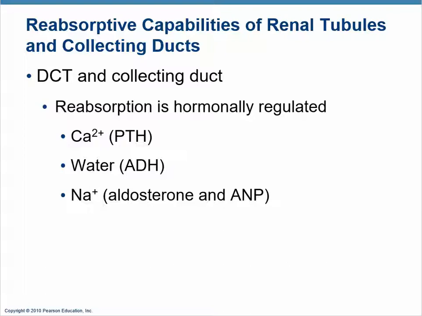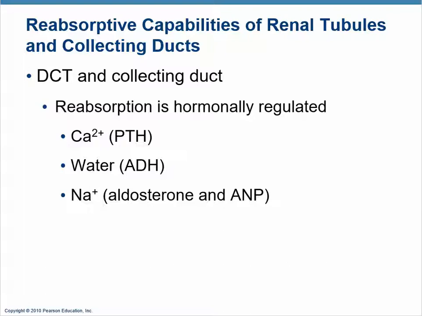Alcohol, ethanol, beer, wine, booze, inhibits the release of antidiuretic hormone, and that's why you pee a lot when you're drinking, and that's why you're dehydrated the next morning and feeling hungover. It's because of the distal convoluted tubule and collecting duct aquaporin 2s not opening because of a lack of antidiuretic hormone.